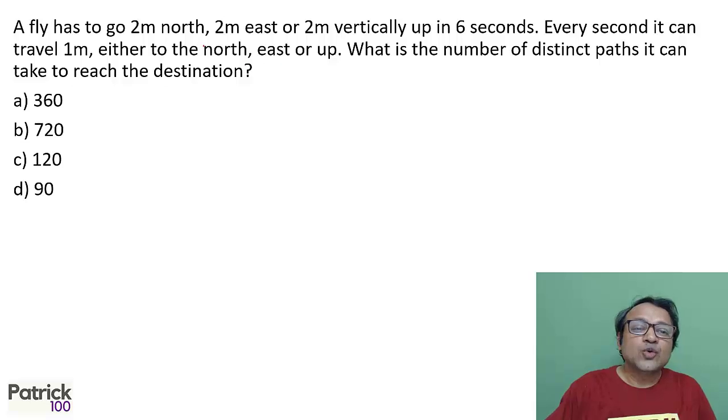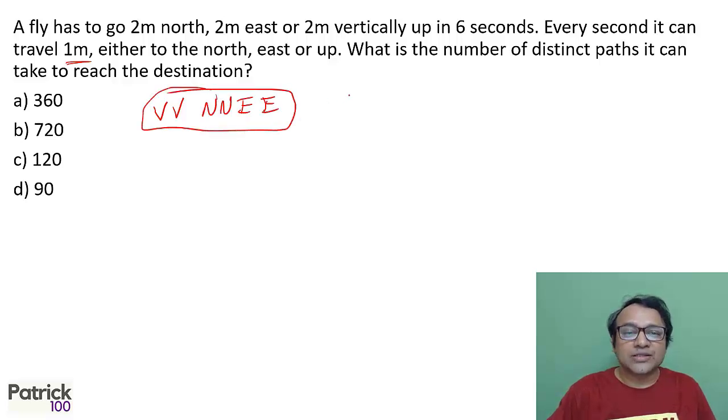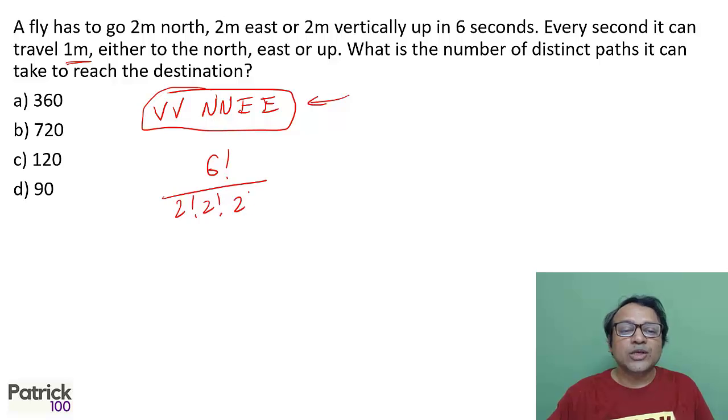A fly has to go 2 meters north, 2 meters east, 2 meters vertically up in 6 seconds. So every time it goes 1 meter. So twice it has to go vertically, twice to the north, twice to the east. And this can be arranged in any number of ways. How many ways can this be arranged? 6 factorial, but there are 2 V's, 2 N's and 2 E's. 6 letters, so 6 factorial ways.